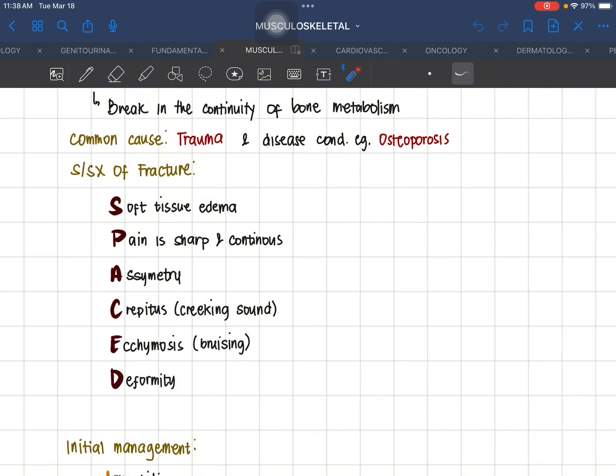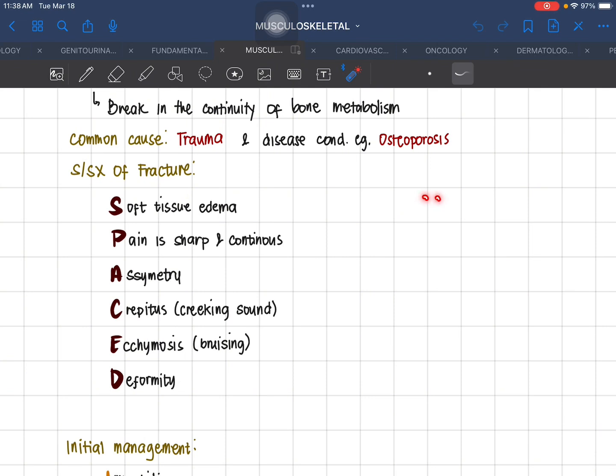Given na SATA o select all that apply, tandaan mo lang yung word na SPACED with ED. So, SPACED. Kasi di ba sa fracture may SPACED. So, SPACED.